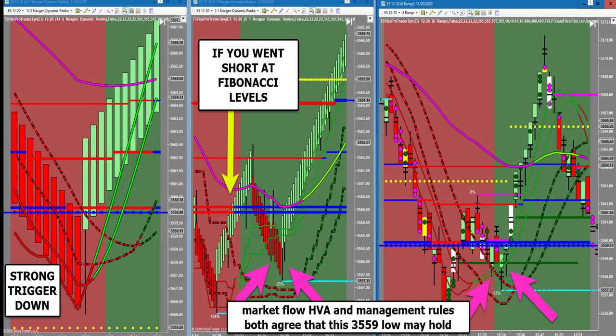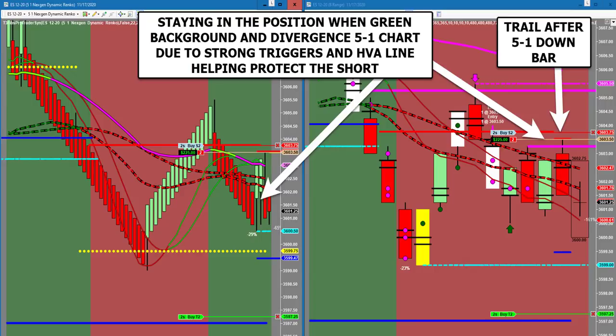This is another one from the market flow video, but it's the same process. You might have gone short, but you have to get out of your position when the market flow and the divergence and the green background agree. I say that, but this is another benefit of market flow. Same condition, but you have to stay in. And you're saying, wait a minute, Novak, what are you talking about? Green background with divergence, I have to get out, right? No.